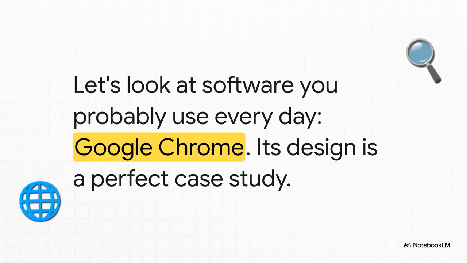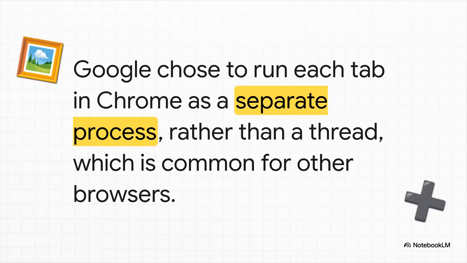To see how this plays out in the real world, let's talk about something you're probably using at this very moment, the Google Chrome browser. Its entire design is a perfect example of this choice in action. So Google made a pretty famous and, at the time, really bold choice. See, most browsers back then treated a new tab like hiring a new employee, just adding another thread. But the Chrome team decided to treat every single new tab like it was opening an entirely new company branch, a whole new, separate process.